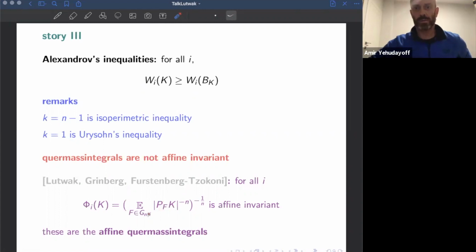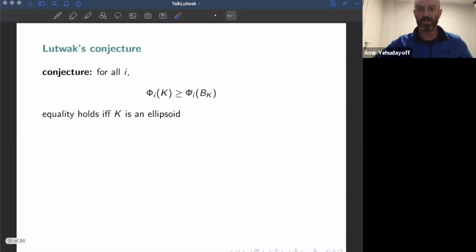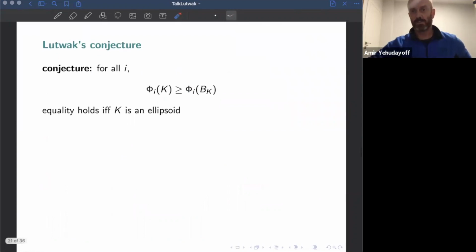Okay, so now instead of these inequalities, we have potential stronger inequalities, and this is Luttwak's conjecture. So Luttwak's conjecture is that you have inequalities like Petty's inequality for all of them. And now this quantity is affine invariant, which means that a ball or an ellipsoid give you the same number. So the equality should hold for ellipsoids. Okay, so this is Luttwak's conjecture from somewhere in the 80s.